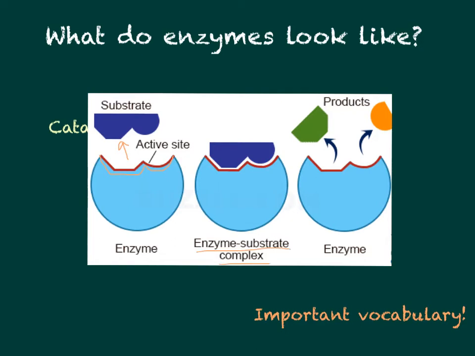That substrate then gets broken down or built into its products. In this case, it's being broken down. This is a decomposition reaction. So you start with a substrate and an enzyme. They form an enzyme-substrate complex, and then they form products, and the enzyme is set free then to do even more enzyme action.